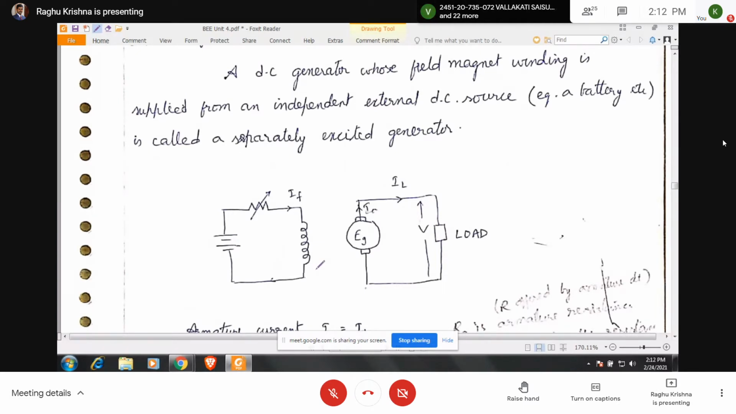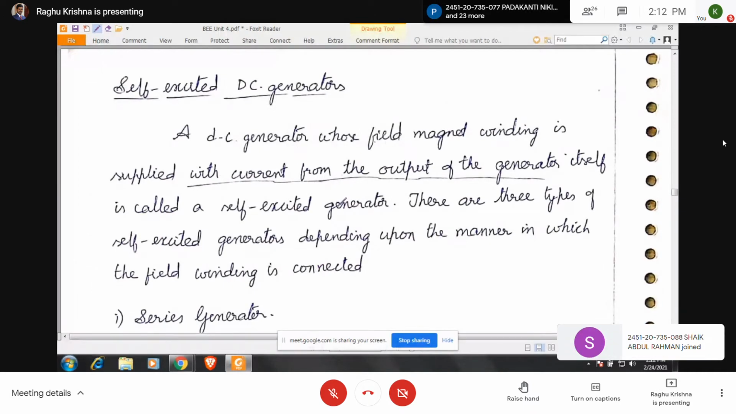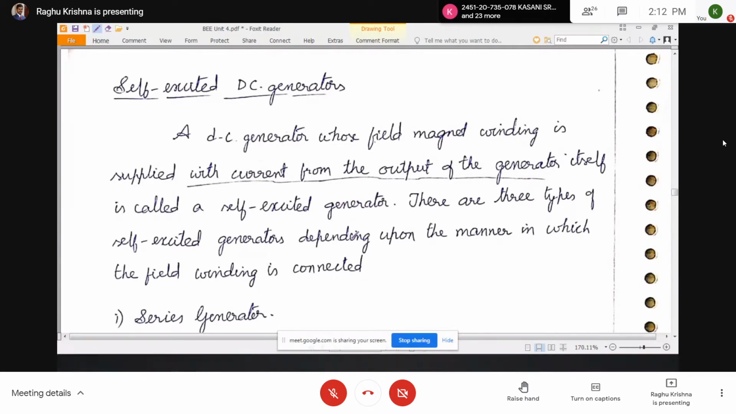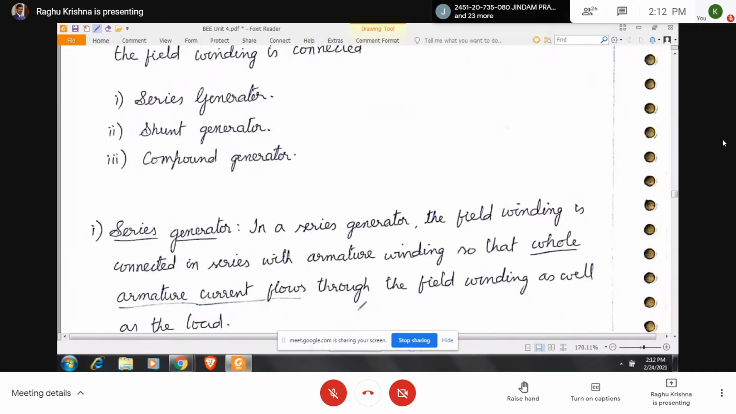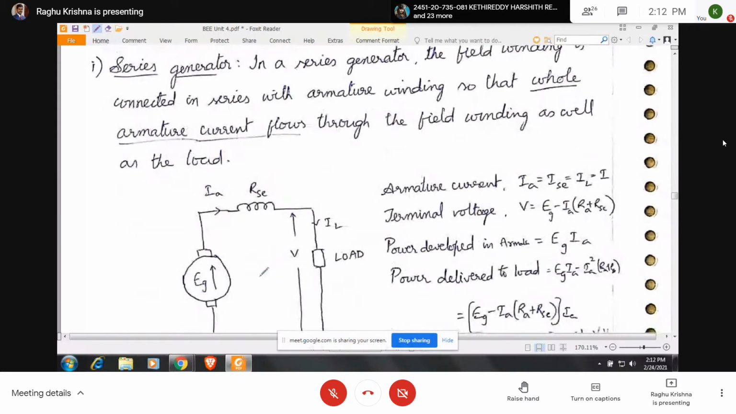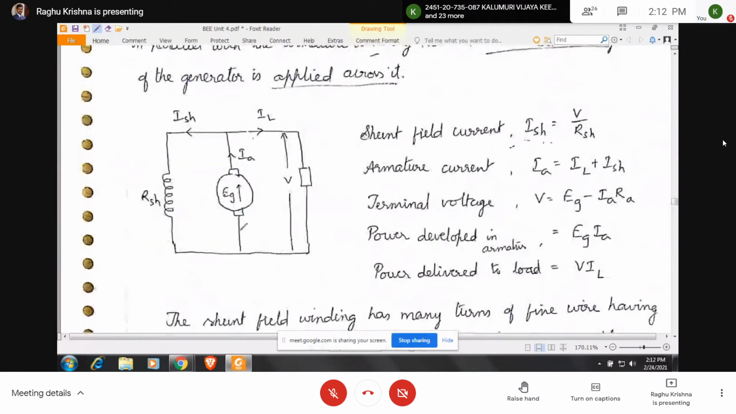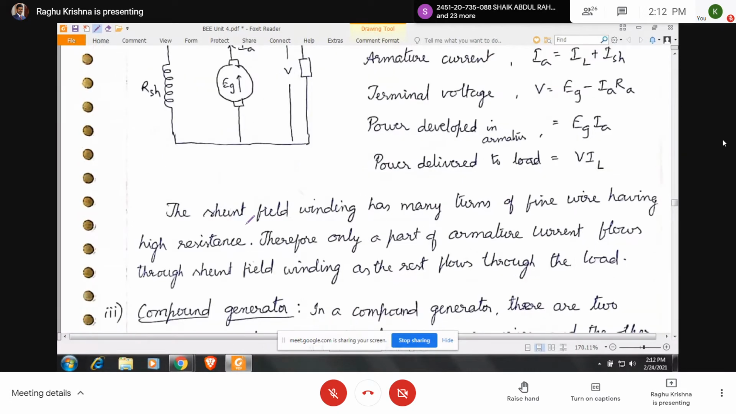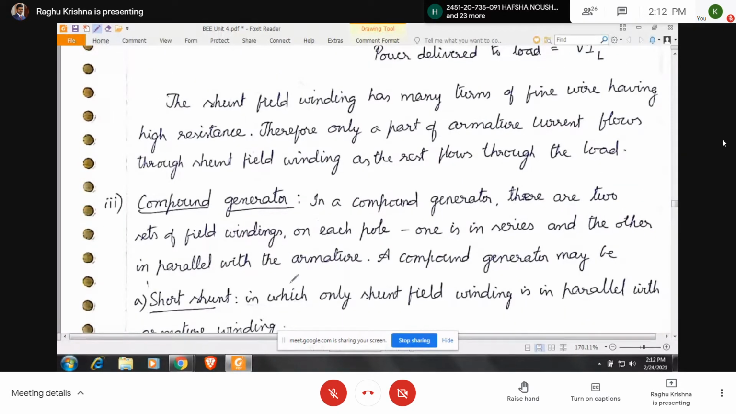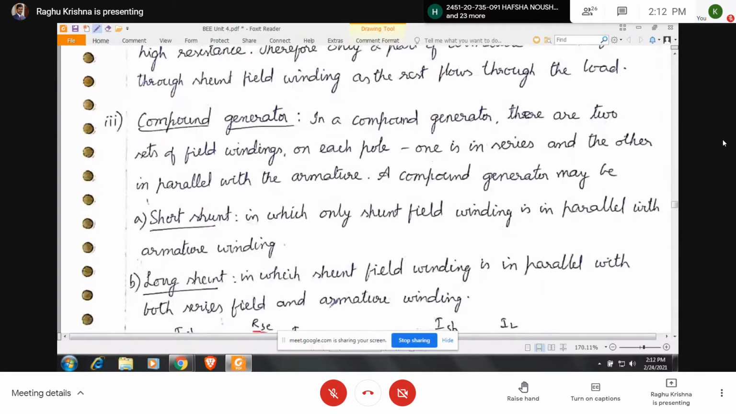Next, coming to self-excited. Self-excited means the generator is generating the DC voltage, and that DC voltage is used for excitation. Here you have three types: series generator, shunt generator, compound generator. If the field winding is in series with the armature, it is called a series generator. If the field winding is connected in parallel with the armature, it is called a shunt generator. A compound generator has windings both in series and in parallel.